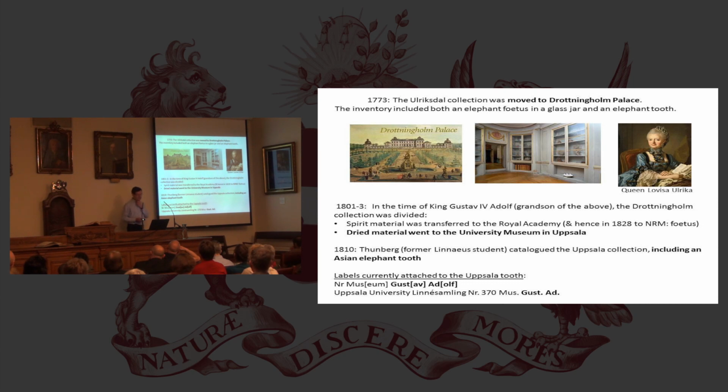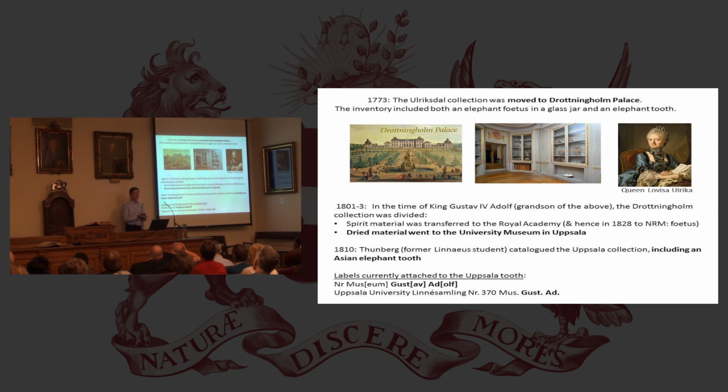Then at the beginning of the 19th century, the collection was split. The spirit material was transferred to the Royal Academy and hence the museum, and that's why the fetus is now there. But the dried material, including the teeth, went to Uppsala. The specimen was mentioned by Thunberg, who was cataloguing the collection in 1810, who was actually, by the way, a former student of Linnaeus. And the specimen to this day bears a label indicating that it did come from King Gustav Adolf's collection.